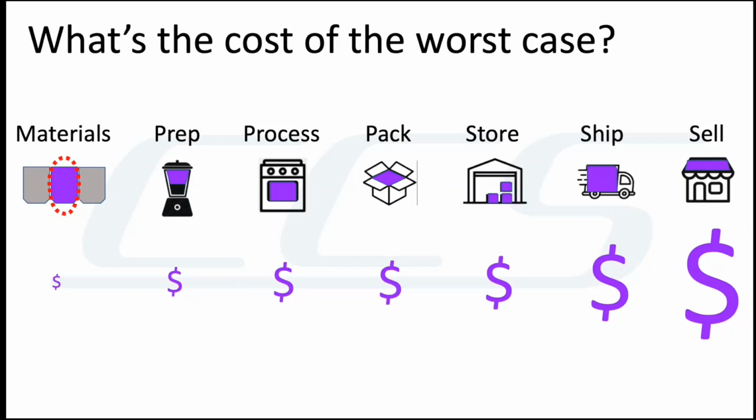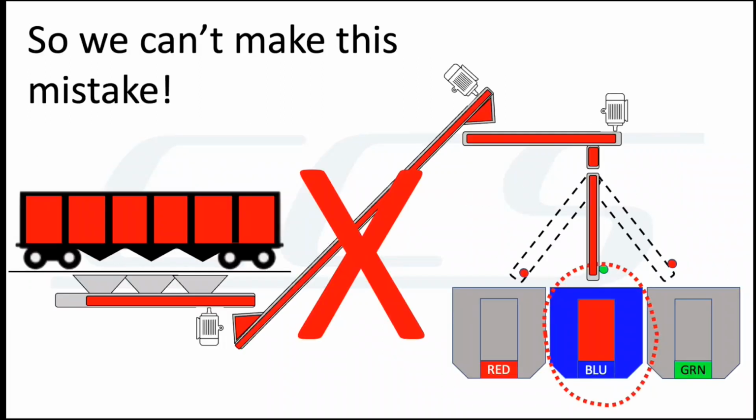So it's pretty obvious that we need to prevent this mistake back at the beginning. We need to prevent the unloading of the wrong stuff into the wrong hopper. We're talking about a lot of volume. This is not a shopping bag full of the wrong pellets. This is a rail car with hundreds of thousands of pounds.